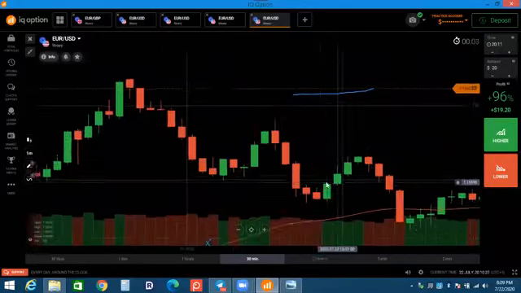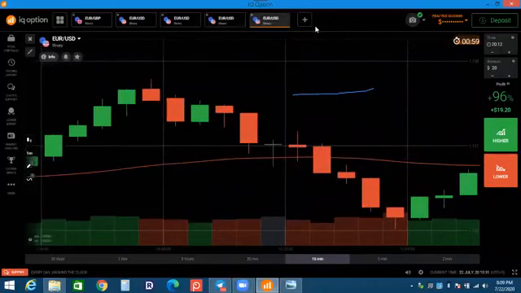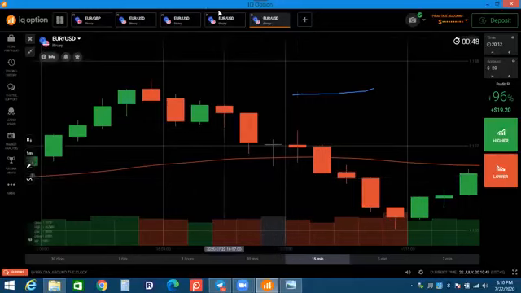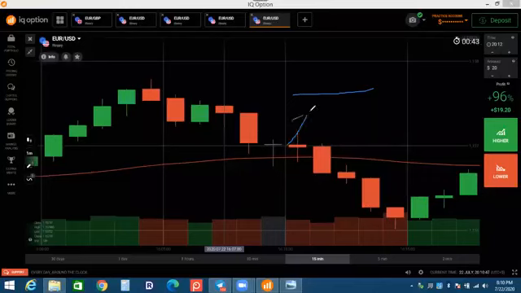So when you practice on the dojis, then you will understand more. So here, look. It's closing above the support level, but still the market is going down. When we are saying it will work, that if it closes above the support level, it must go up.